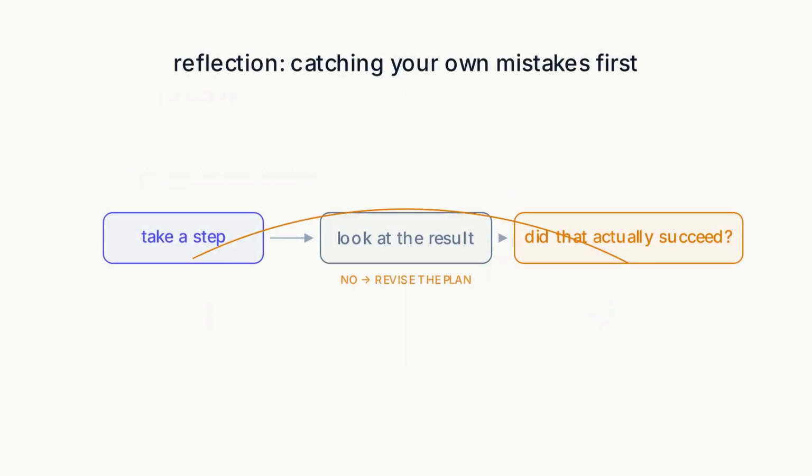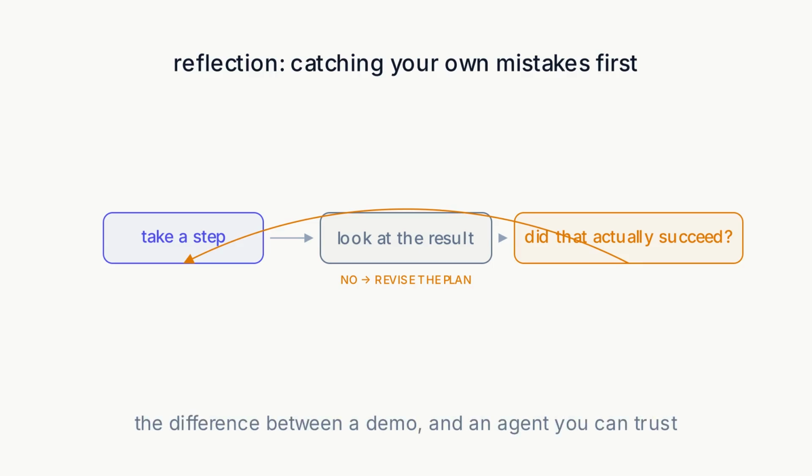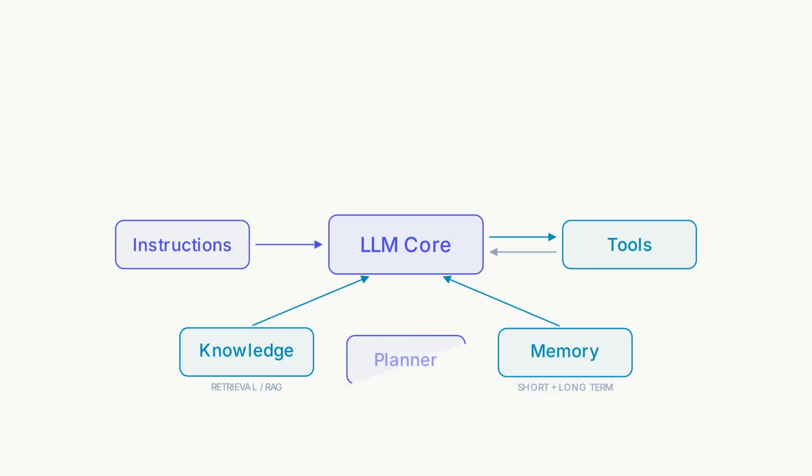After each step, the agent looks at the result and asks, did that actually succeed? Is this plan still the right one? If not, it revises and tries a different path. This habit of reflection, catching your own mistakes before anyone else does, is one of the biggest differences between a flashy demo and an agent you can trust with real work. The planner sits beneath the core, quietly deciding what to do next and in what order. The single agent is now complete.